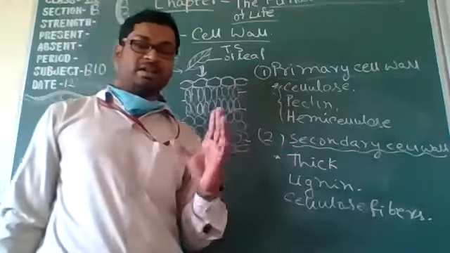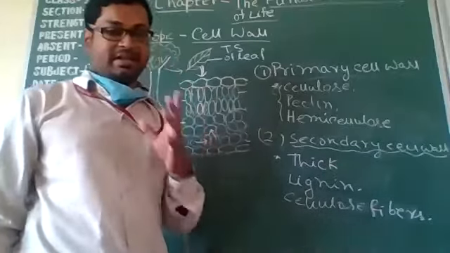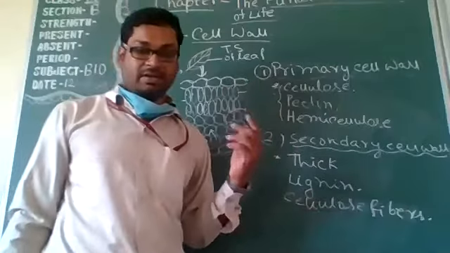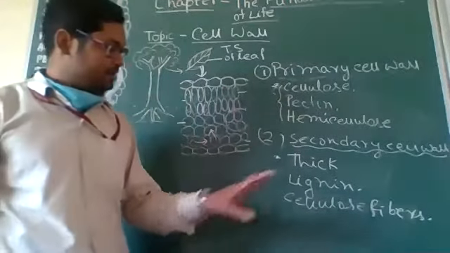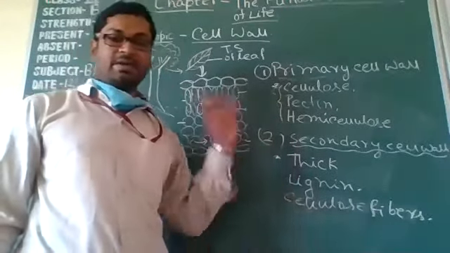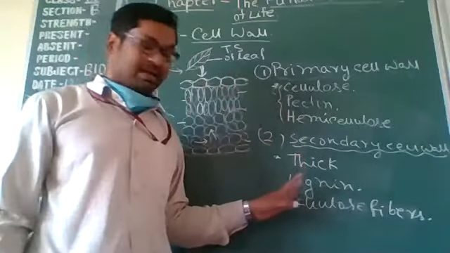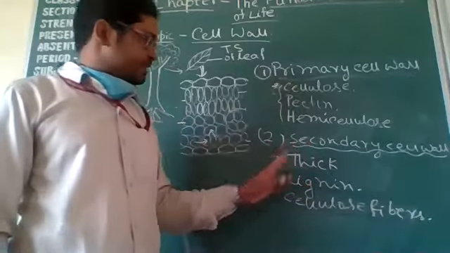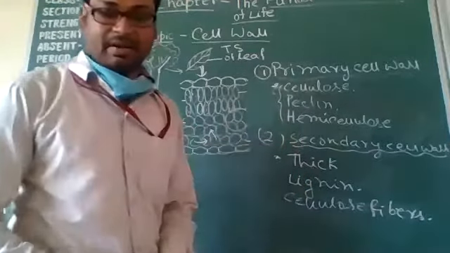When you study in higher classes, then you can easily learn the structure of lignin and cellulose. Now you just remember the names only. It is one type of chemical component which is synthesized in the plant cells. Clear? Okay, this is the secondary cell wall.